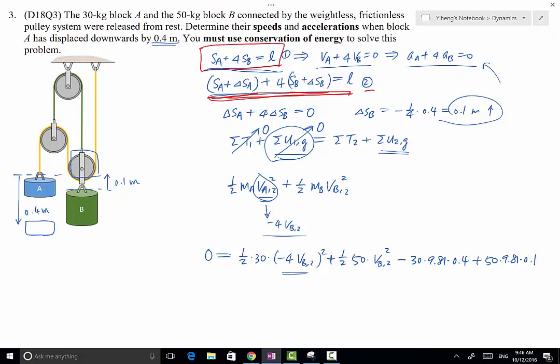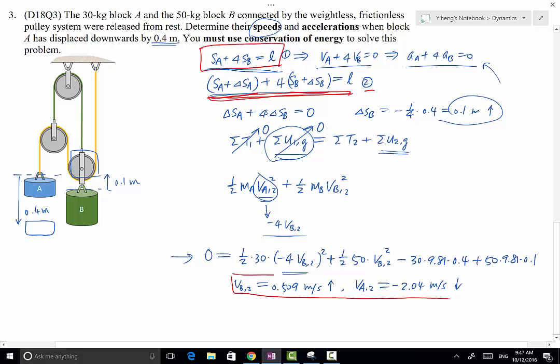If you have doubts about choosing different datums, don't forget, it is really the displacement of the individual block that matters. As long as you're comparing A to its own datum and B to its own datum, then you'll be fine. As you can see from this equation, we only have one unknown, which is VB2. So we can solve for VB2, the final speed of block B, and that is 0.509 meter per second going up, and VA2, which equals negative 4 times VB2, is negative 2.04 meter per second going down. So that answers the question about their speeds.